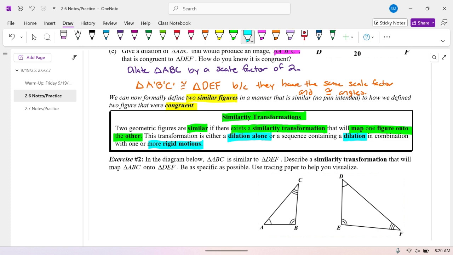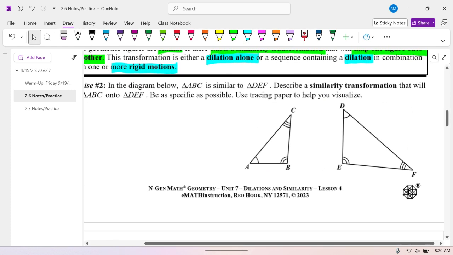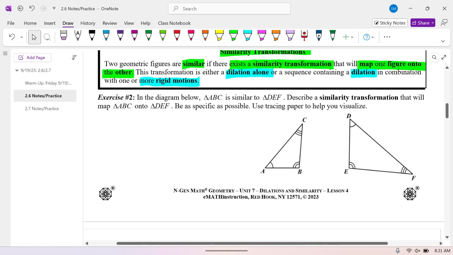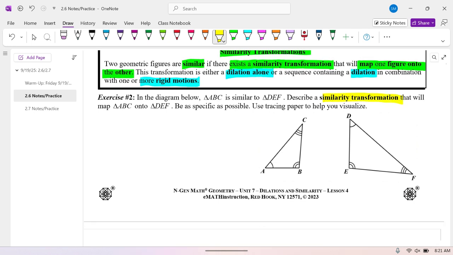So sometimes the similar figures, they may not look exactly the same. They may be turned a little bit or reflected, but just like we did congruent figures, you just find the corresponding sides, corresponding angles. All right. So in this diagram, we're going to describe the similarity transformation from ABC to DEF. So first off, they already marked our congruent angles. So let's list our corresponding sides first.